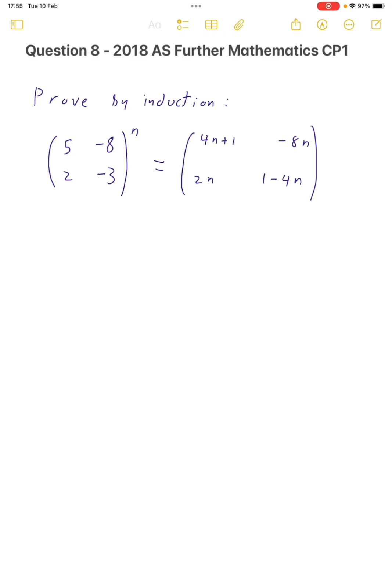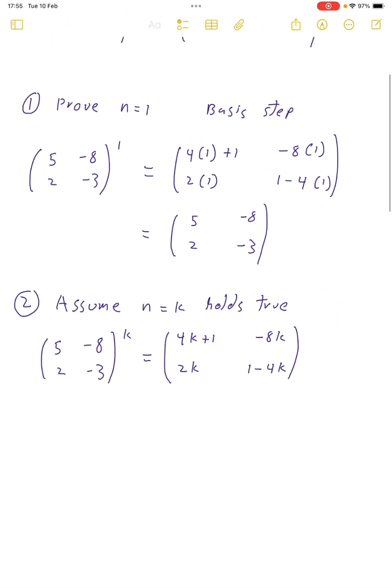Now, if we go back to the question, first we have to prove our base case. Thus, when n equals 1, is the proof satisfied? If we put them in, it's satisfied. Now, we're going to assume that n equals k holds true. This is our assumption step. Step number 3. We're going to now use this to prove that n equals k plus 1.